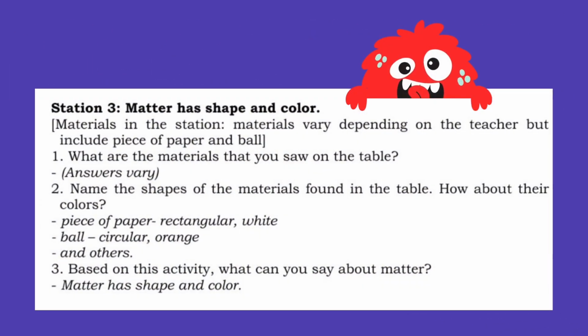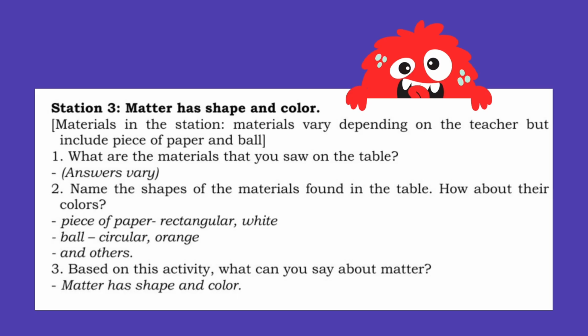Okay, so let's have station 3. Matter has shape and color. So we have here some examples and you can answer this one already. We already gave an example for this a while ago. Of course, your answers will vary depending on what materials are being shown to you by the teacher.